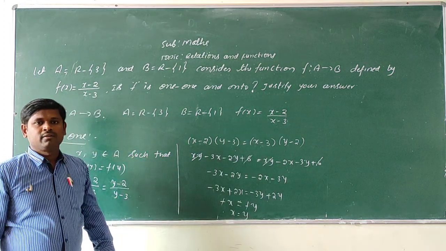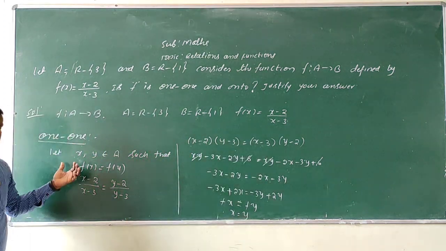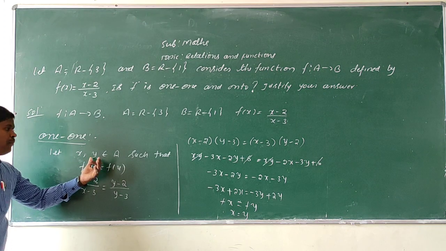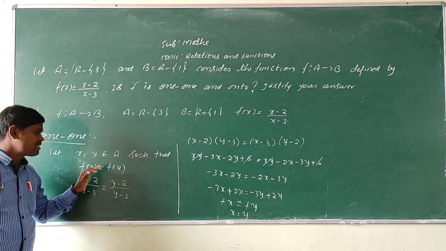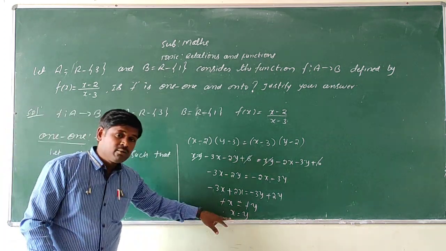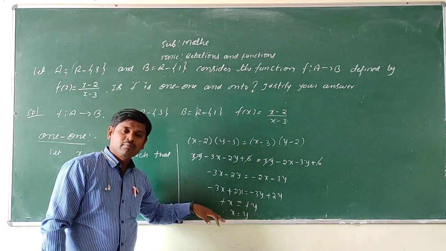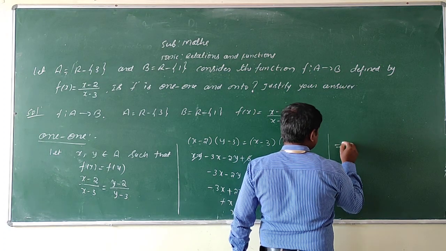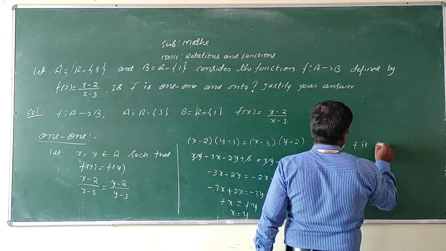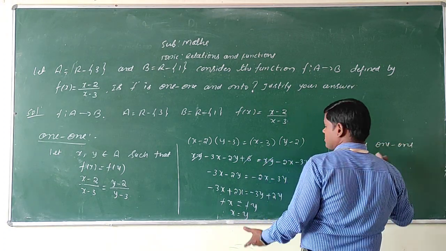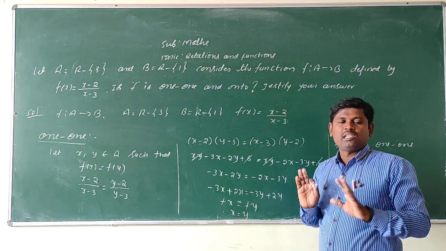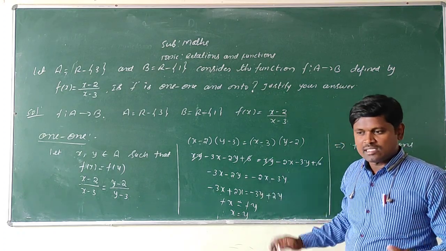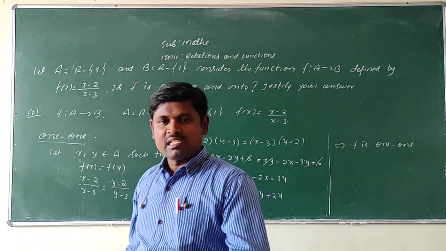x is equal to y. Here we are taking x comma y belonging to A such that f of x is equal to f of y. Finally, we get x is equal to y by the working rule. So this implies f is 1-1. Is it clear? Purely on the basis of the working rule. Write down this. After this, we are discussing onto function.